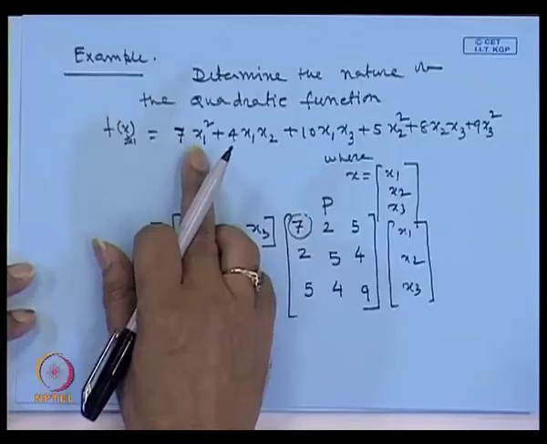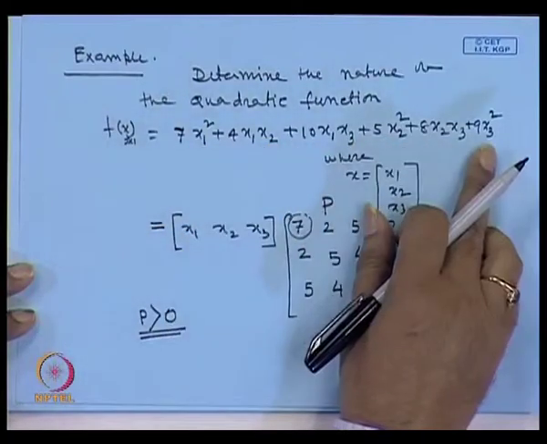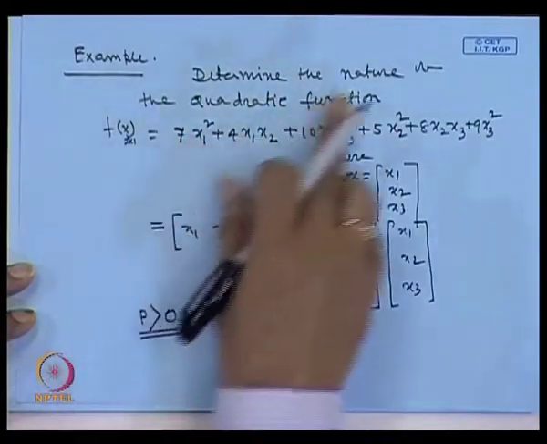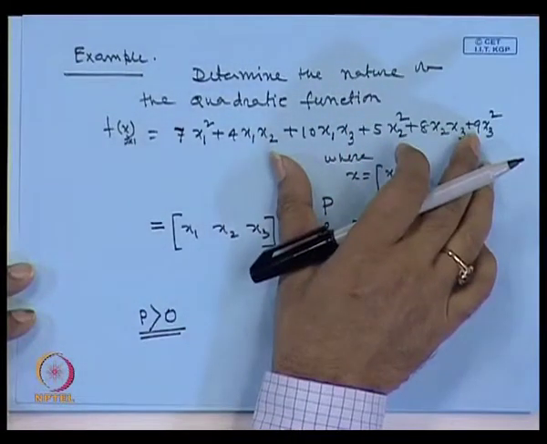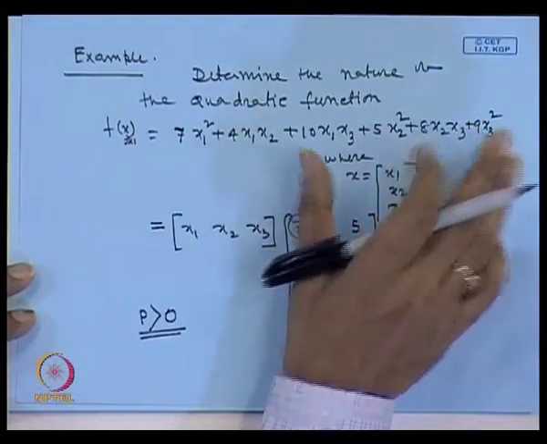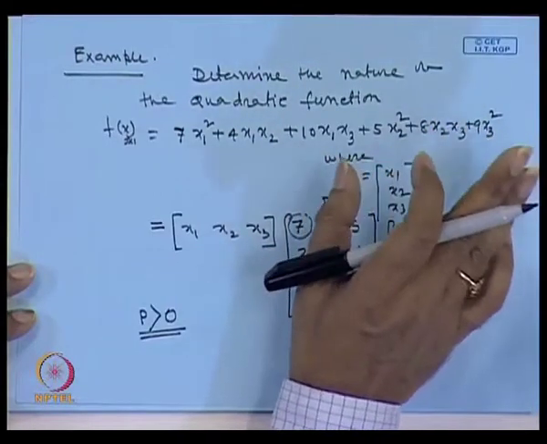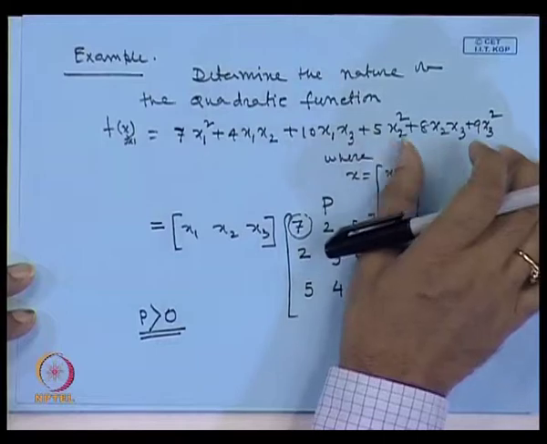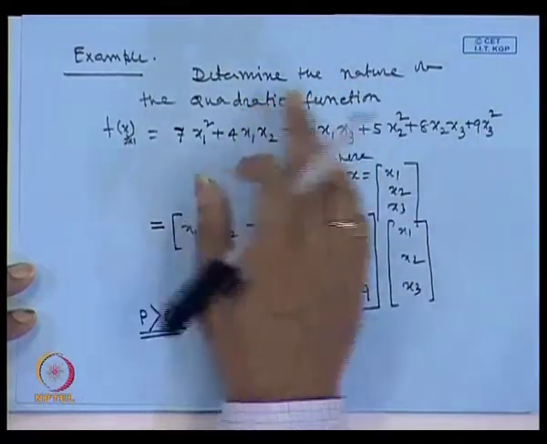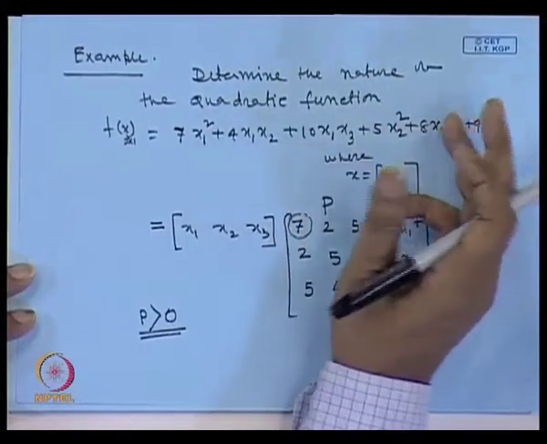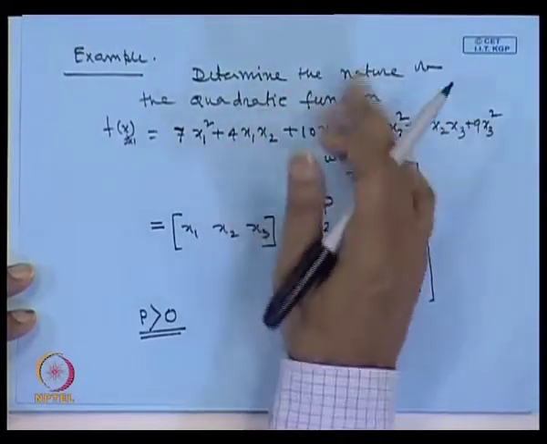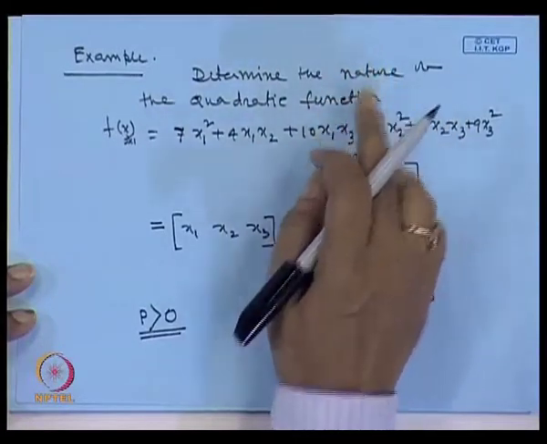If we recollect, we considered a function of x 1, x 2 and x 3. Our job is to find the nature of this quadratic function, whether it is a positive definite function, meaning for all values of x 1, x 2, x 3 the function value is positive. The nature of the function may be positive definite, negative definite, positive semi definite, or negative semi definite. So we have to test what the nature of this function is.